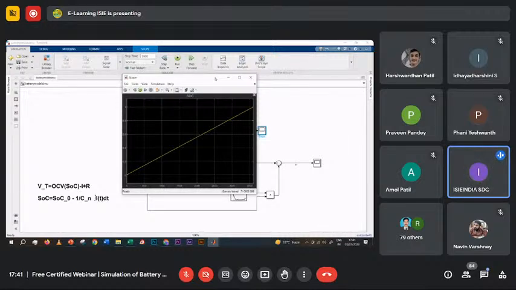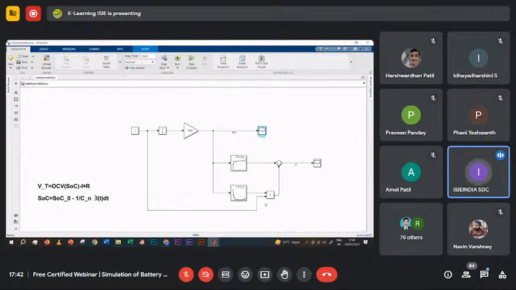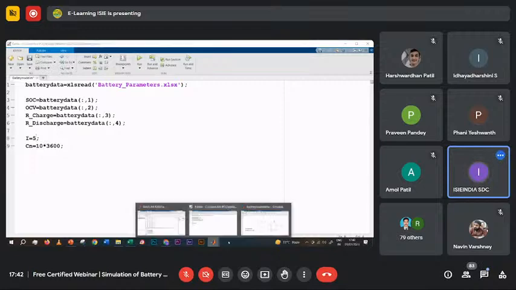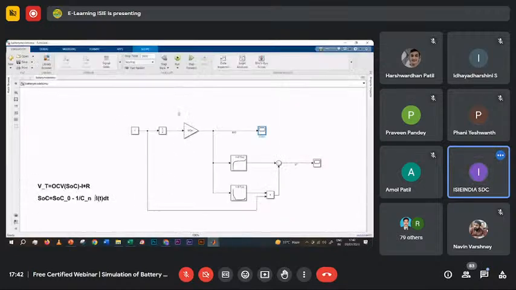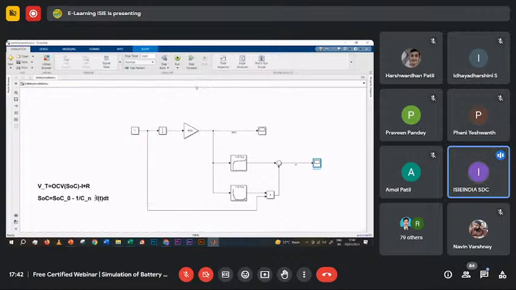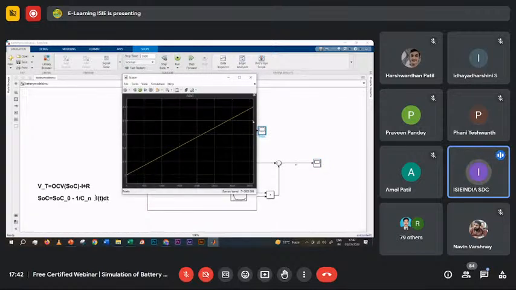Okay. And when we change the value of current, let's suppose the value of current here I kept it, let's reduce it to 5. Now I run it. Now I will again see. So you can see here that up to 50%, this much voltage is present. It is not going above that. And also when we see the SOC, it reaches only 0.5, which is 50%.